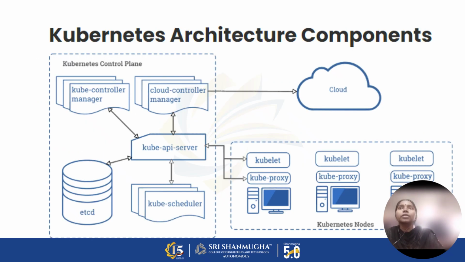In the Kubernetes architecture, this is the Kubernetes control plane, with the kube controller manager, cloud controller manager, Kube API server, Kube scheduler, and etcd. This can be accessed from the cloud. And these are the Kubernetes nodes, with kubelet and kube proxy.